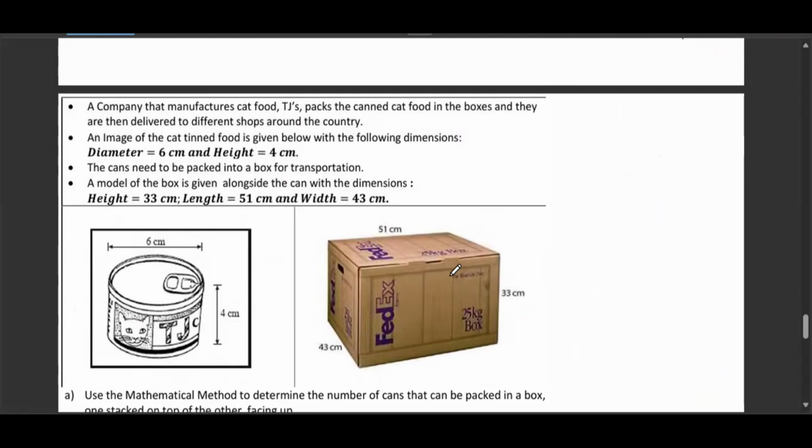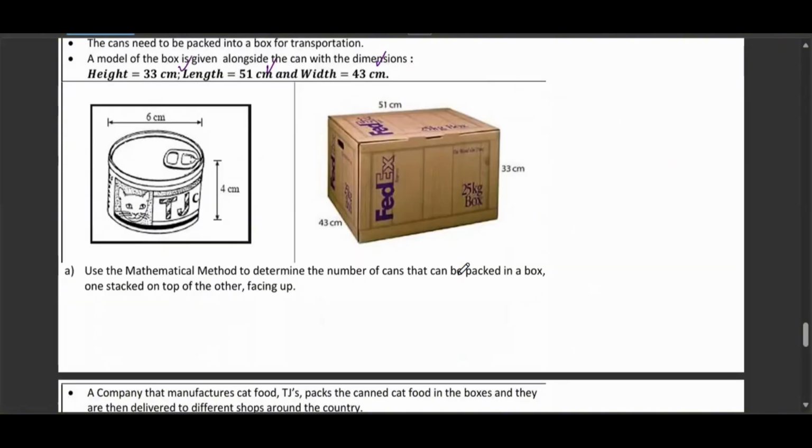Now, this is all stories and you have to understand that. But what I want you to understand is that before you do any calculation, the units have to be the same. Are they the same? Yes, they are all in centimeters. Well and good. So what do they need us to do?